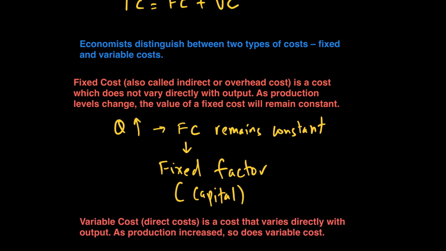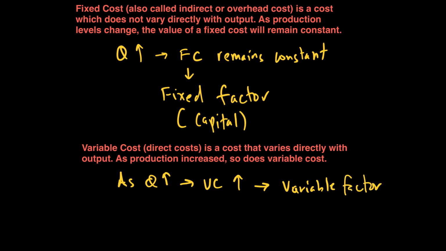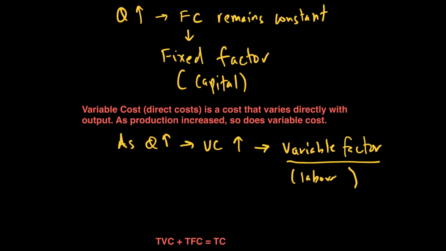On the other hand, a variable cost, also called a direct cost, is a cost that varies directly with the level of output. So as Q goes up, the variable cost goes up. Why? Because it is associated with our variable factor. When we hire more variable factor, we are producing more output. Labor is a great example of a variable factor. So when the labor employed goes up, the variable cost is also going up because we are producing more output. It is the variable factor that makes the more output.